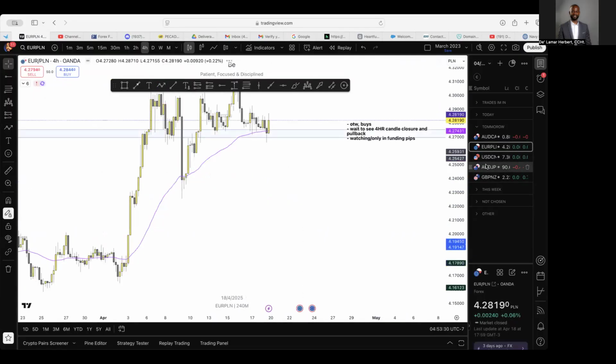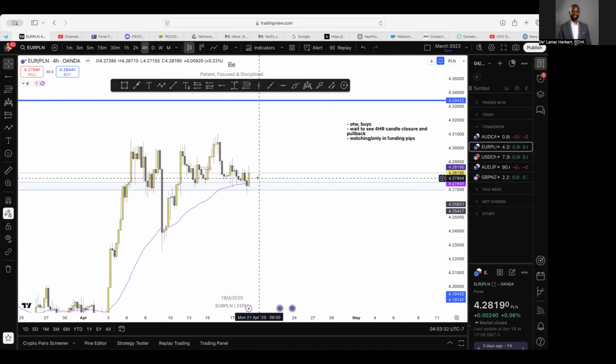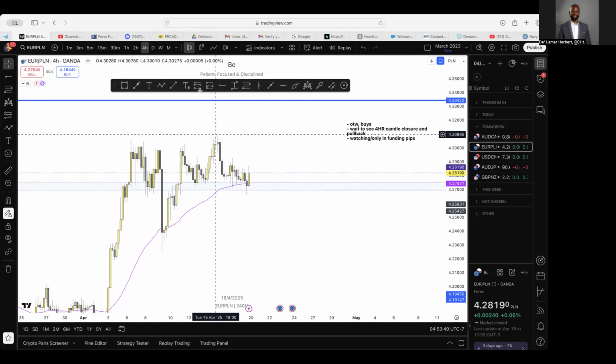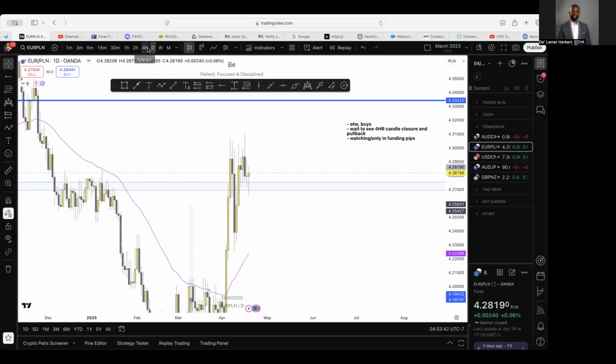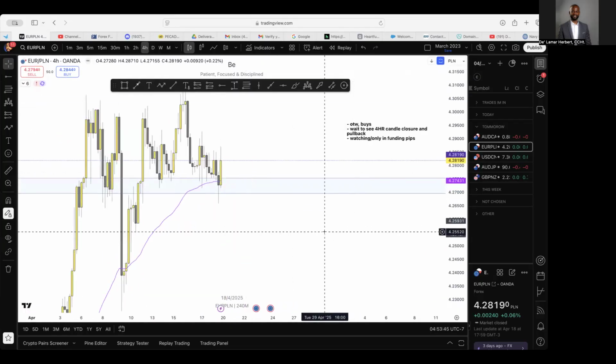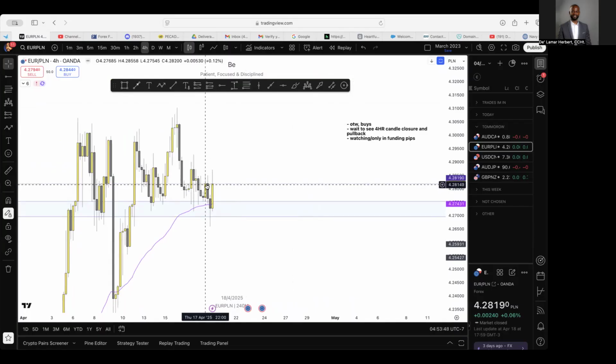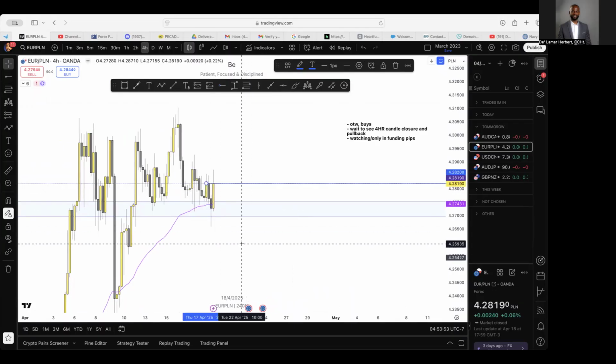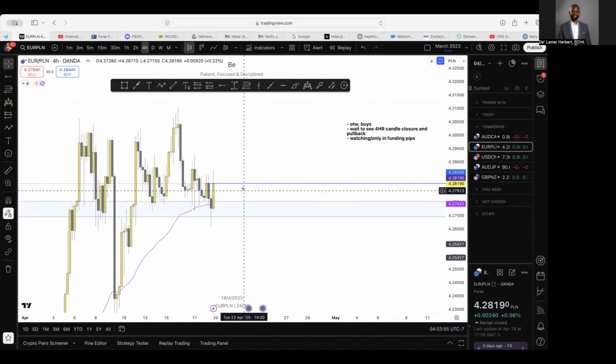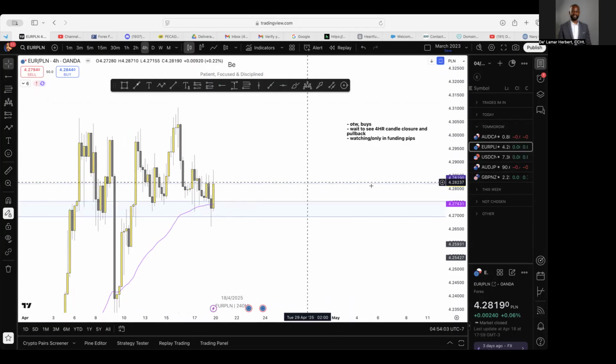Euro PLN, we're looking for a 4 hour shift to structure for buys. Here's our shift right here. Or actually, our shift is actually occurring. So I actually like this one a lot more, because if we look at the daily, we've already had that shift and pullback. Yeah, so technically this is a shift happening right here. So we're making this shift right here. Yeah, I like that. That's a good enough shift for me. So once we make that shift, we just need to see that pullback, and then we'll be looking to take that.